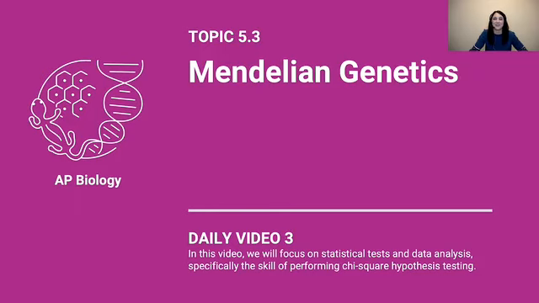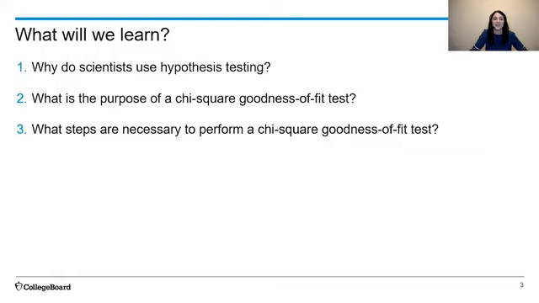Hi, this is Rachel Lytle from Brentwood High School near Nashville, Tennessee, here to talk to you about topic 5.3, Mendelian genetics, specifically about chi-square hypothesis testing. So what will we learn? Why do scientists use hypothesis testing? What is the purpose of a chi-square goodness of fit test, and what steps are necessary to perform it?